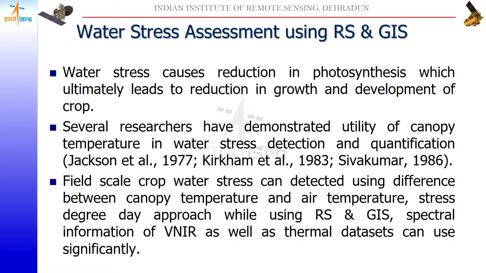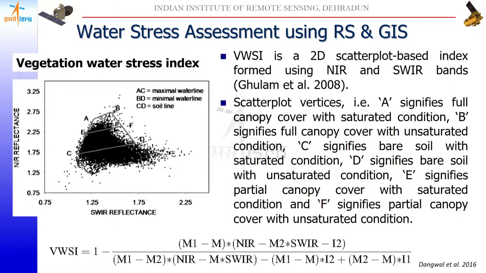Various methods are used by researchers, like field scale crop water stress detected using the difference of canopy temperature and air temperature, as well as the stress degree day, the SDD formula or method. But while using remote sensing and GIS, they specifically use the spectral information of the visible, near infrared band, the short wave infrared band, as well as thermal data sets. Like in the previous UAV-based study I showed, they used TC minus TA, the canopy temperature and air temperature difference for the particular area, and determined the crop ET and the water stress in that area.